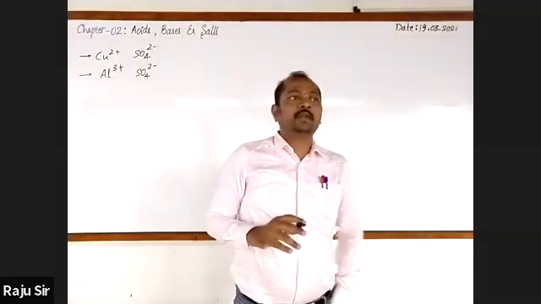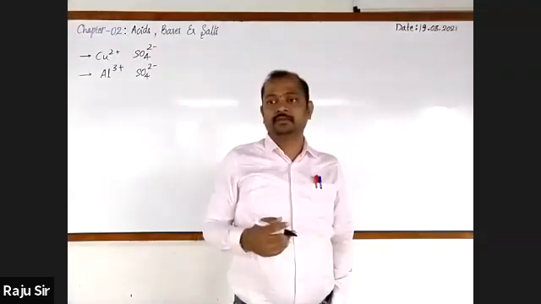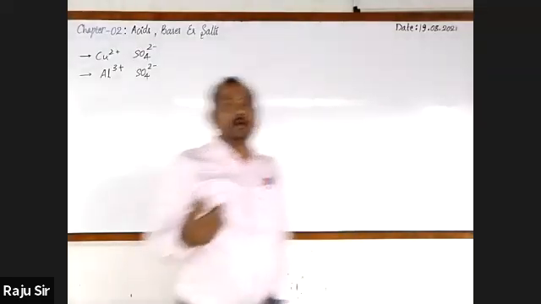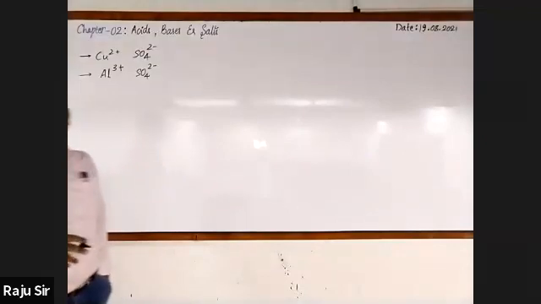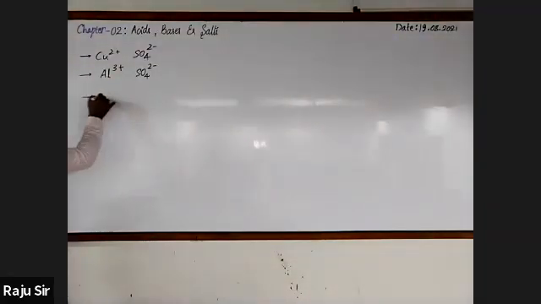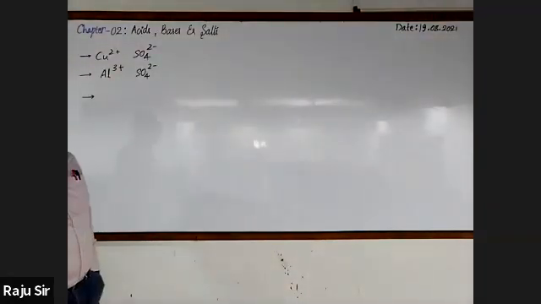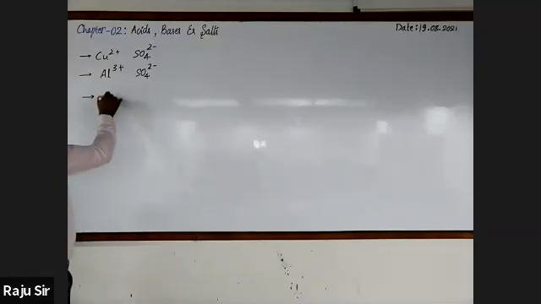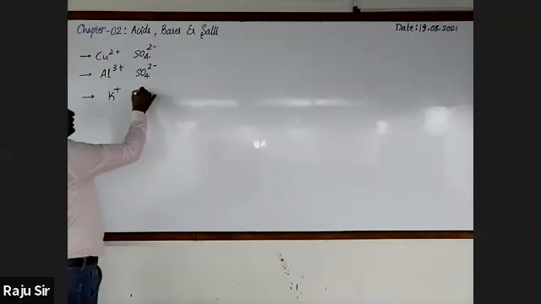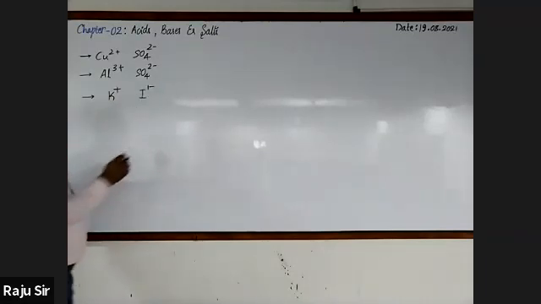Similarly, if it is potassium iodide, the ions are potassium ion and iodide ion. Potassium ion is K+ and iodide ion is I minus.